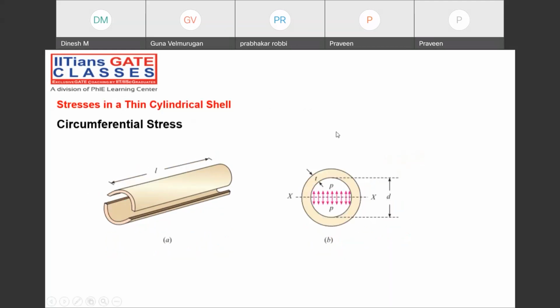Note the first failure, circumferential failure. Because of the circumferential failure, circumferential stress will be developed, which we call sigma C. We also call it hoop stress. Circumferential stress we also call hoop stress. How will the failure happen? Try to look very carefully at the diagram which I am showing you right now.